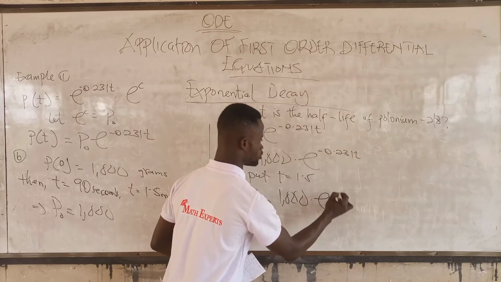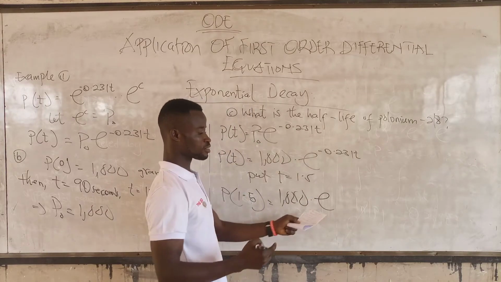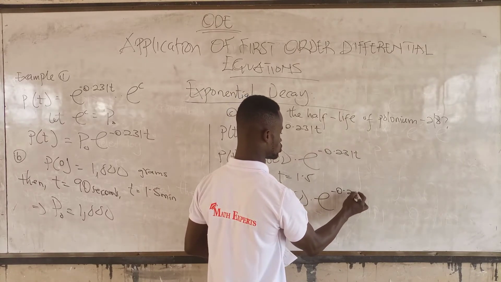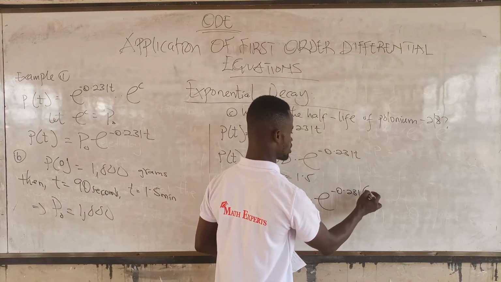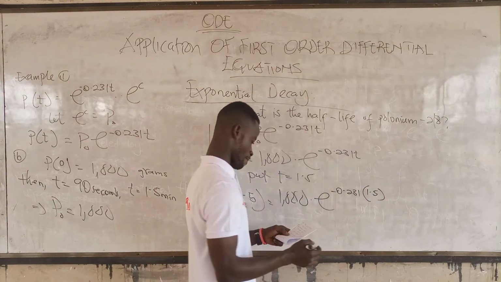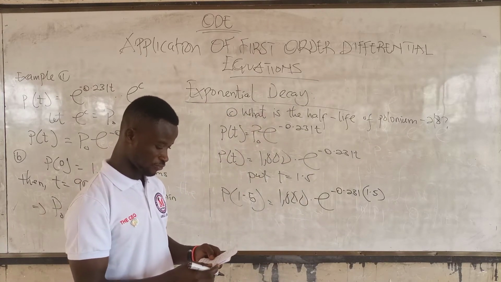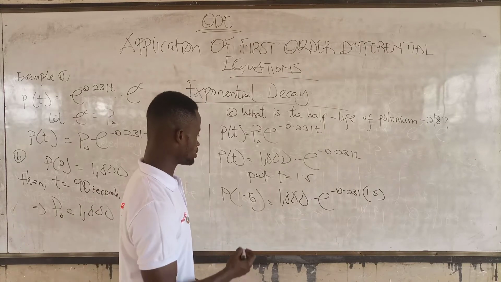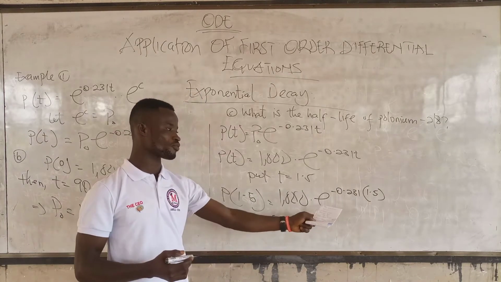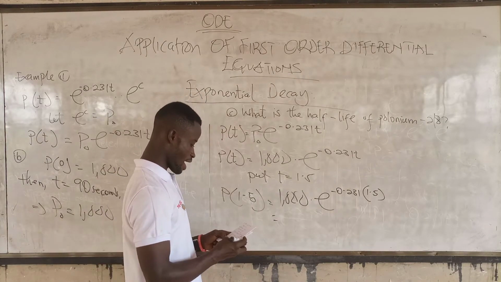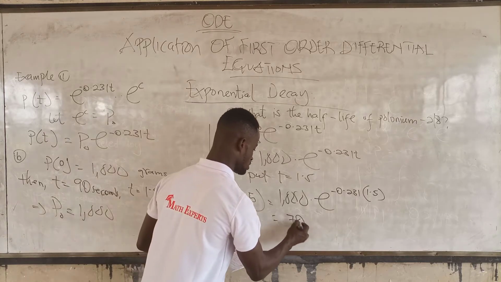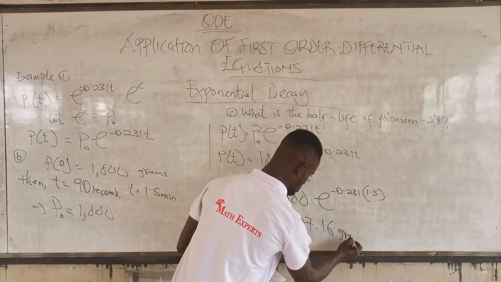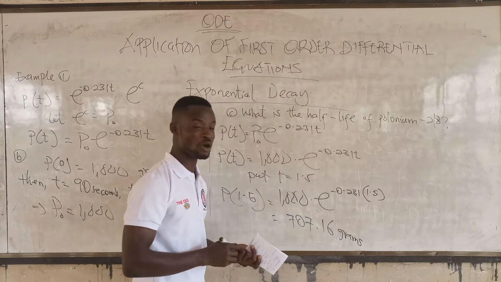And that is going to be 1000 times e raised to the power negative 0.231 times 1.5. So wherever you see t, put 1.5 there. Very good. And when you put the whole of this on the calculator, you end up getting 707.16 grams. Please, I hope it's clear.